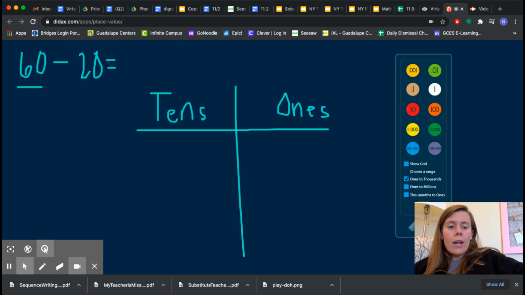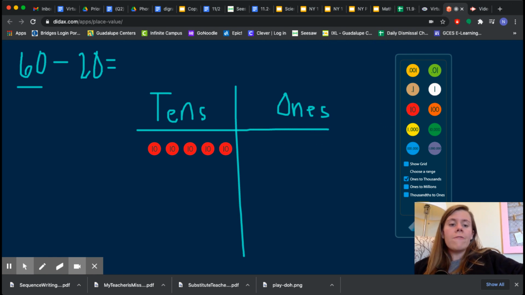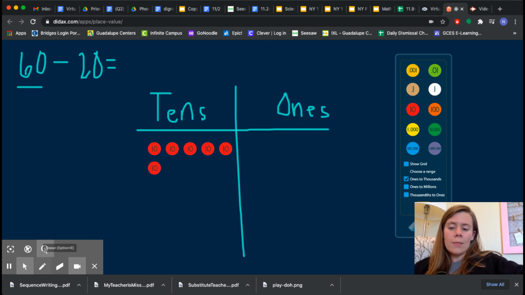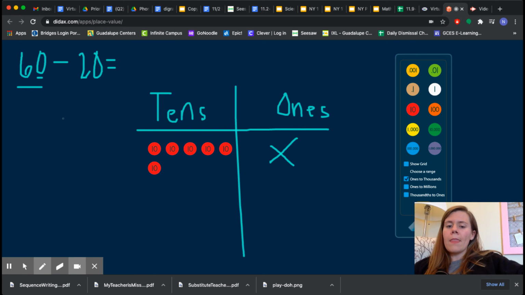60. So I know that there are 6 groups of 10 in 60. So I'm going to drag 6 over here. 10, 20, 30, 40, 50, and 60. Are there any place value coins in the ones place? Nope, nothing in the ones place this time. There's just a 0 right there. Now I can take away.